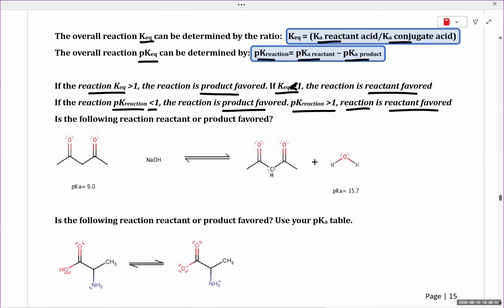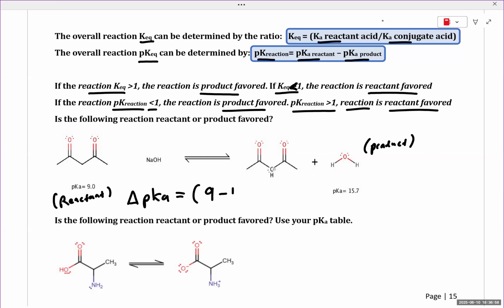So here we have the following reaction. We have the pKa of the starting acid and the pKa of the conjugate acid. Let's take the delta pKa, the difference between the pKa values of the reactant and product. So we're going to take 9, which is our reactant pKa, and subtract the product pKa. So 9 minus 15.7 gives us negative 6.7. As delta pKa is less than 1, this reaction is product favored.